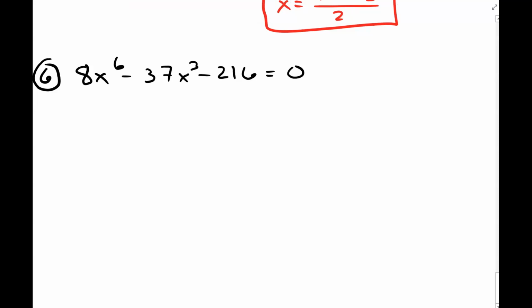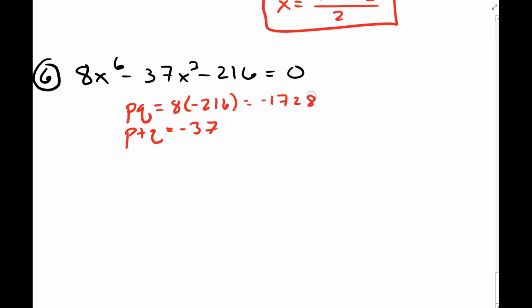This is looking like the classic quadratic form. It has 3 terms, so we'll check to see if it's in quadratic form. It is. So degree 6, degree 3, degree 0, sure is. Since the leading coefficient is not 1, we know we're going to have to do the long factor on this. So I'm going to need to find 2 numbers that multiply to give me the first and the last, and add to give me the middle. What did that give me? 1728.